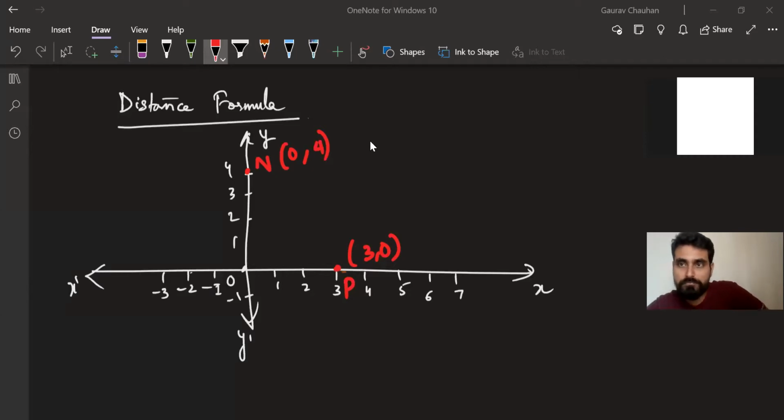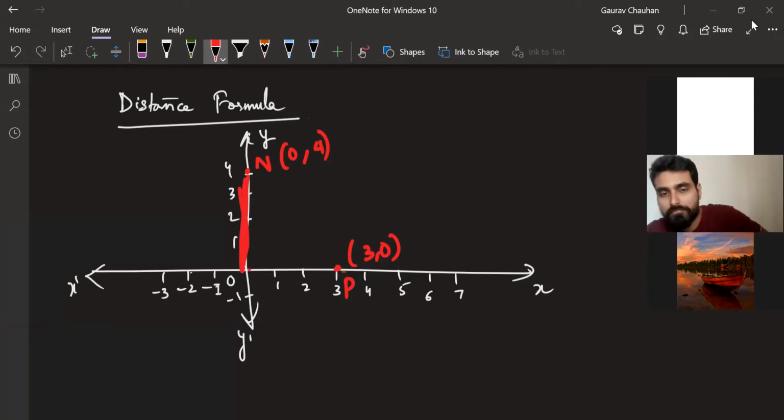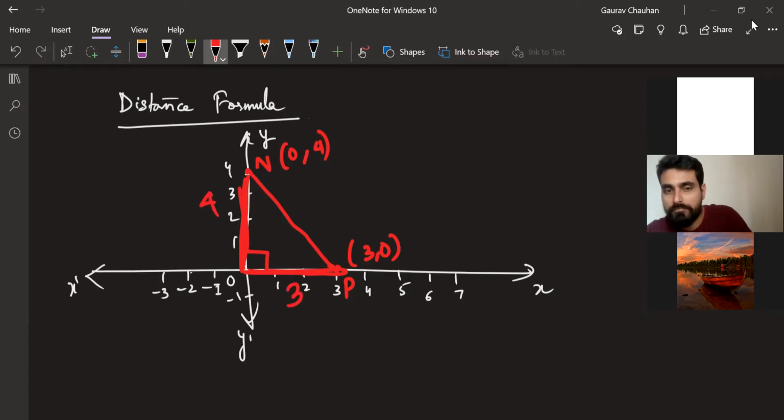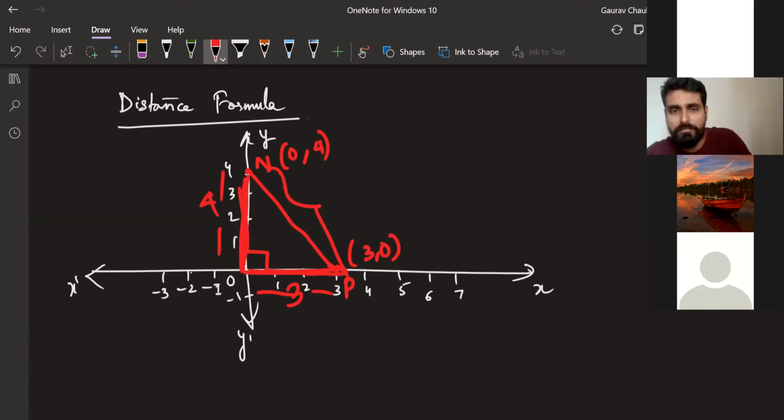Sir, we can take the y-axis as one side, and the point P, that side as another side of a triangle, when we join NP. Then angle NOP will be 90 degrees, because the axes are perpendicular to each other. Perfect. So we use the distances, 1, 2, 3, 4 units here and 1, 2, 3 units here. Then we'll find out using the Pythagoras theorem. Perfect. So what do you think NP will be? 5, sir. Pythagorean triplet we already know.